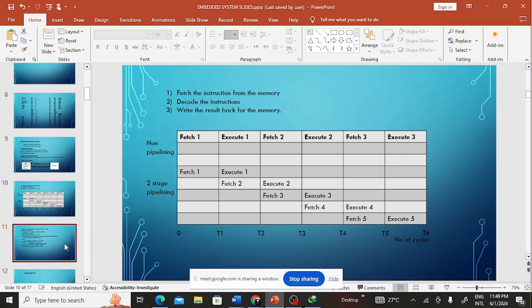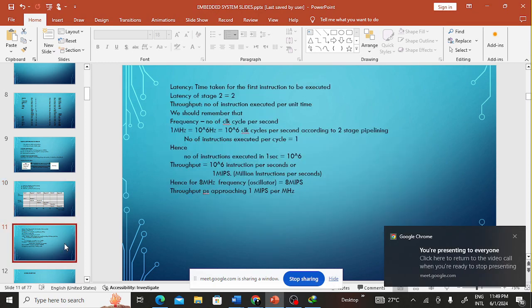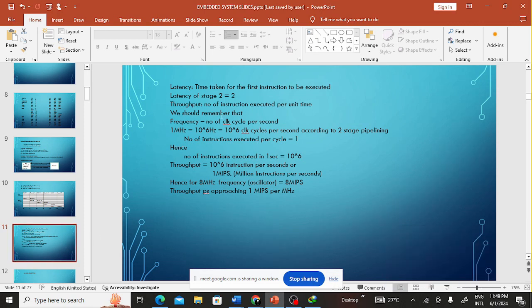So we move to the next thing. Latency. What is latency? Latency is the time taken for the first instruction to be executed. Of course, it takes 2 instruction cycles for 1 instruction to be executed. So we say the latency of this microcontroller is 2. The latency of 2 stages is 2.